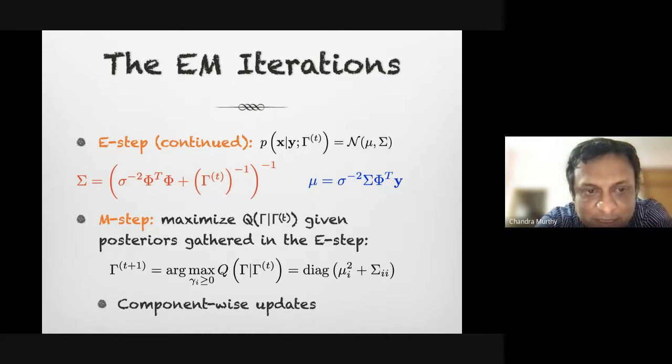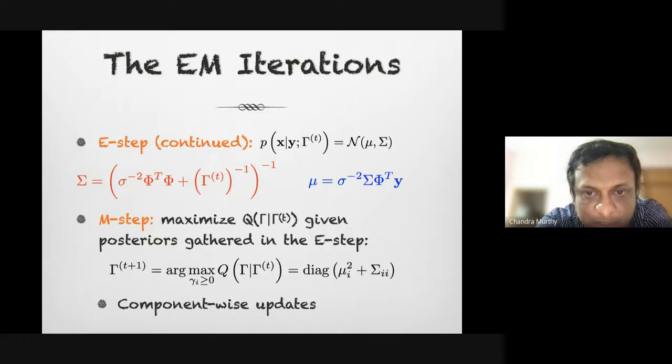Sigma is this matrix, sigma to the minus 2 times phi transpose phi plus gamma of t inverse, the whole inverse. And mu is this mean vector, which is sigma to the minus 2, capital sigma phi transpose y. So the E step basically consists of computing this red and blue line, which is capital sigma and mu. And the M step consists of updating this capital gamma to gamma of t plus 1 to be equal to a diagonal matrix consisting of mu I squared plus sigma II.